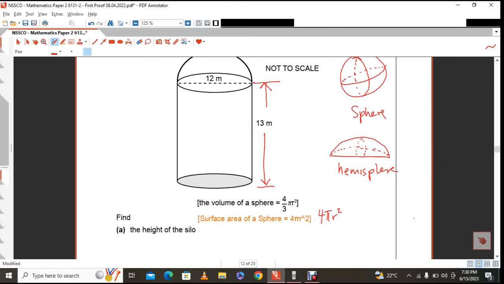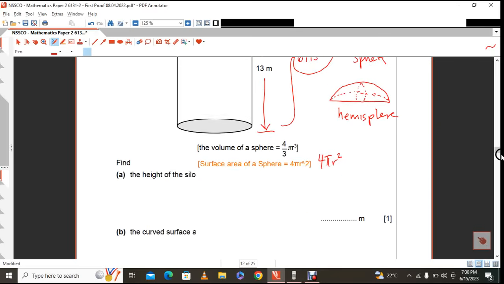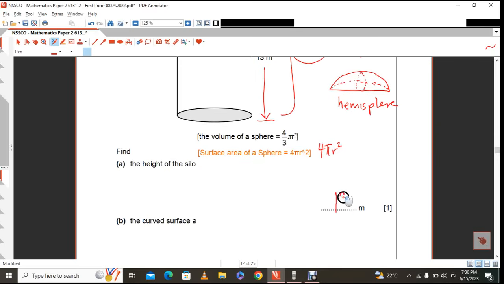But anyway, they say the height of the silo, not the height of the cylinder. The height of the cylinder is nothing but 13 meters. The diameter of the cylinder is 12, but then the radius would be 6. You agree? So that means that the distance all the way up to there will also be 6. So if I have to add that distance over there, that's also going to be 6. So the height of the silo has to be that 6 plus that 13. Very important that you understand that. So the height of the silo is nothing but 19 meters.